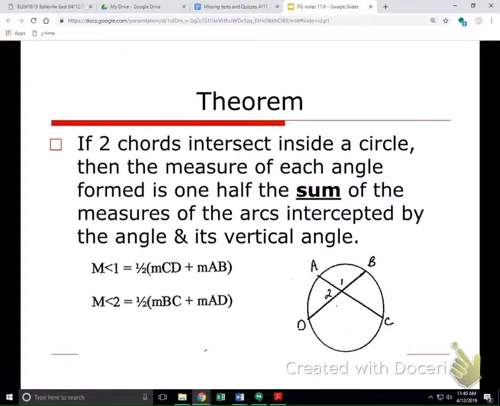Okay, so this theorem says if two chords intersect inside a circle, remember chords have the endpoints on the circle, or segments with that, the measure of each angle formed is 1/2 the sum of the measure of the intercepted arcs by the angle and the vertical angle. So the measure of angle 1 is going to be arc AB plus arc DC, add them together and then divide by 2. Measure of angle 2 is going to be the arc AD plus the arc BC. You add them together and divide by 2.